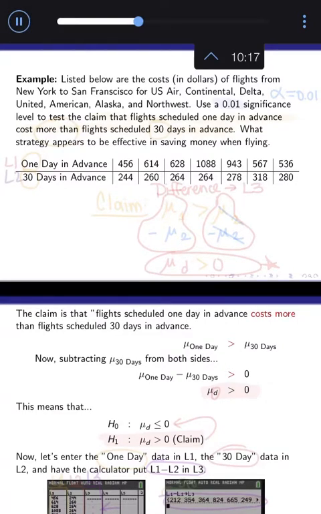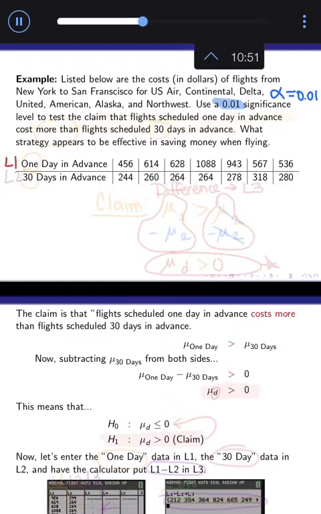So let's take a look at an example. In this first example, we're looking at flights, comparing them between 1 day in advance and 30 days in advance, and how much they cost. They tell us the significance level. We've got a 0.01 significance level, so let's go ahead and write that down. 0.01 significance level. So automatically we're looking at two lists of data.